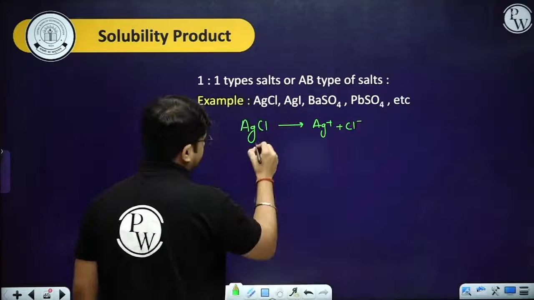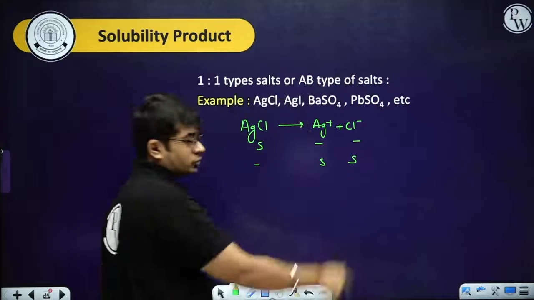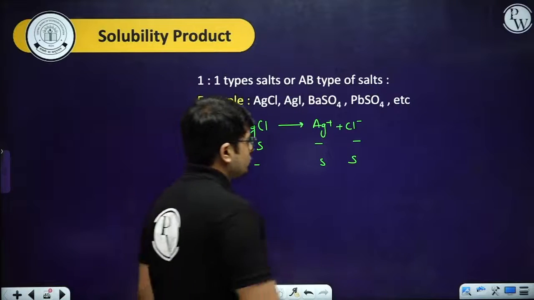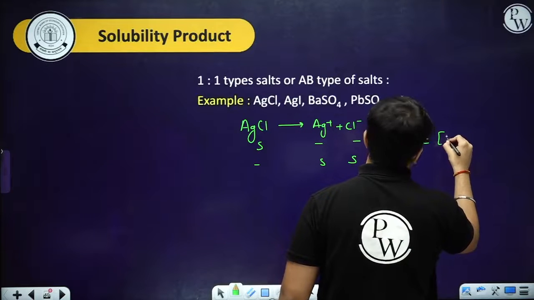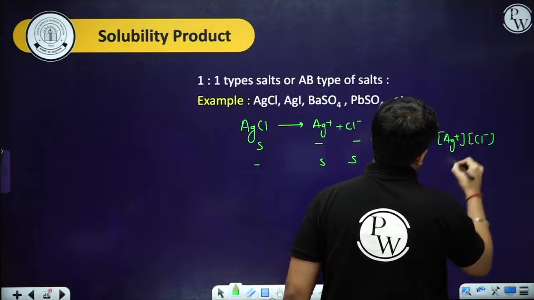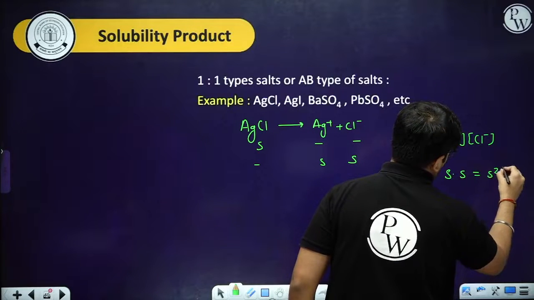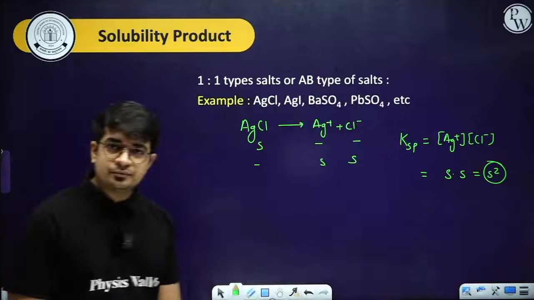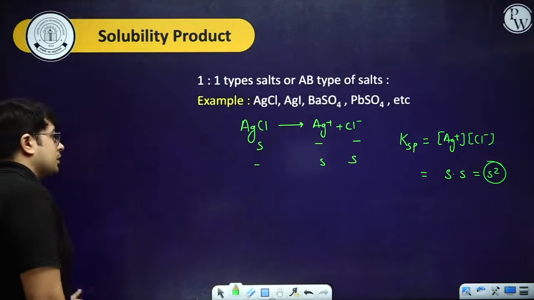Cl negative. Initially it was S, 0, completely consumed, S as well, because the stoichiometry is the same. So in this particular case, I can say Ksp will be equal to the concentration of Ag positive raised to the power 1, Cl negative raised to the power 1. So that will be S into S, that is S square. I hope this part is clear. This is for a 1:1 type salt. Okay, nothing fancy.